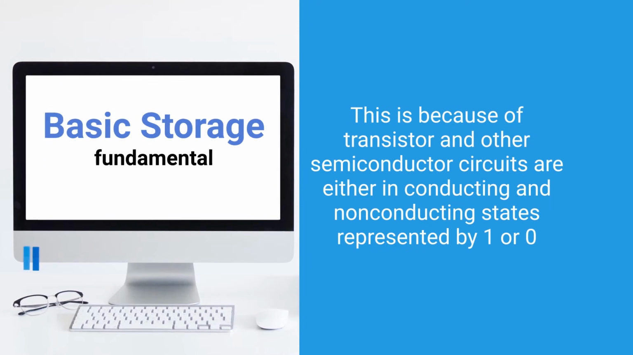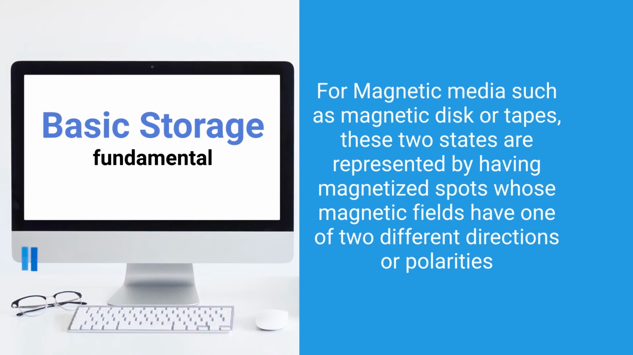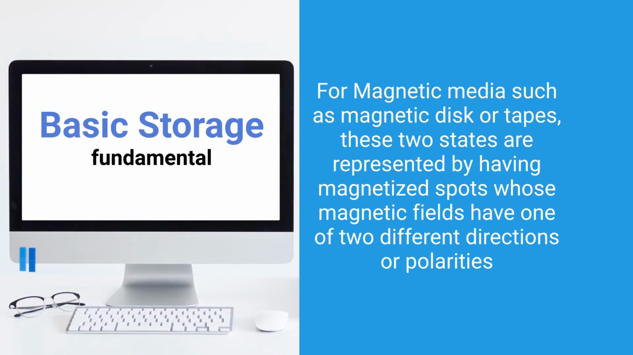If we talk about the transistors or other semiconductor circuits which are used for the main memory, then they store this information through the conducting and non-conducting states, which are represented by 1 or 0. Similarly, with magnetic media, such as the magnetic disc or magnetic tapes, the two states are represented by magnetized spots whose magnetic field may be one of two polarities. Based on those polarities, again, we store the information as 1 and 0.